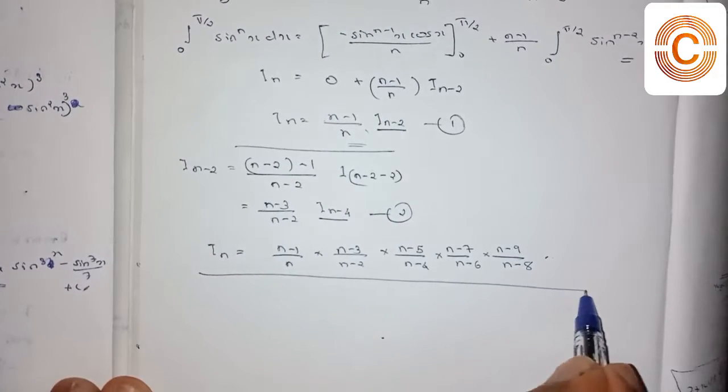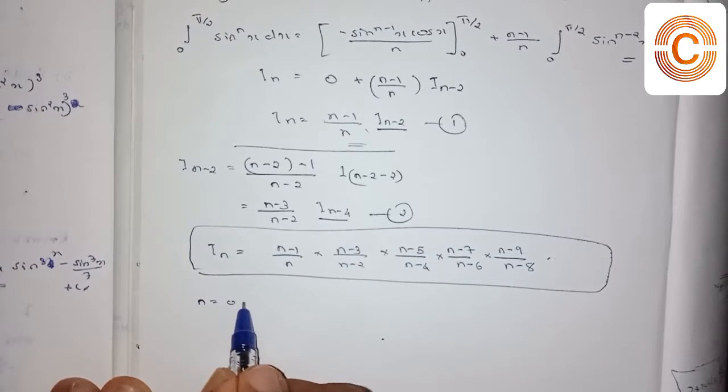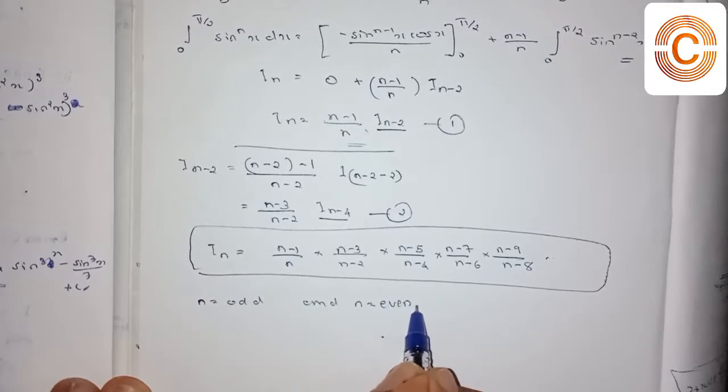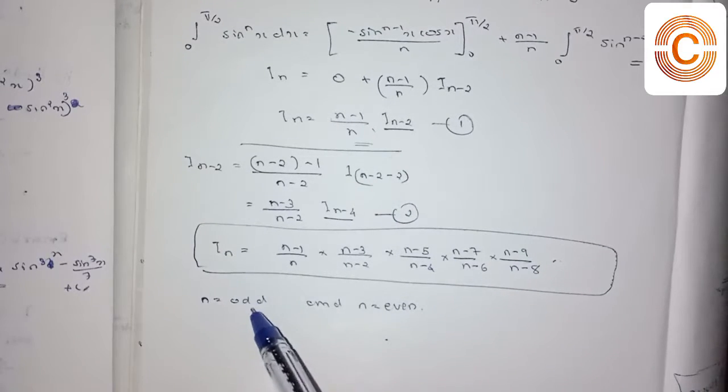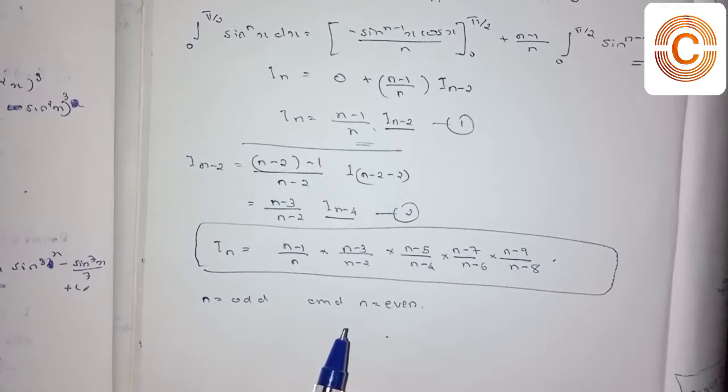For this formula, two results exist: when n is odd and when n is even. Note that when n is odd and when n is even, a different formula exists for each of the two cases.